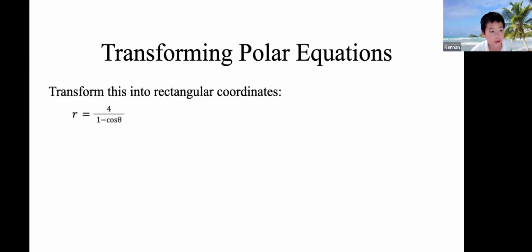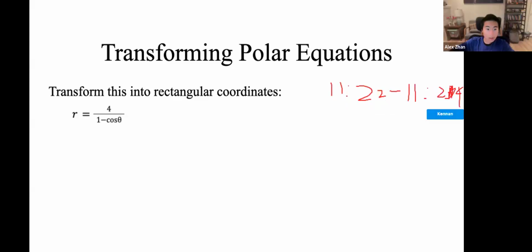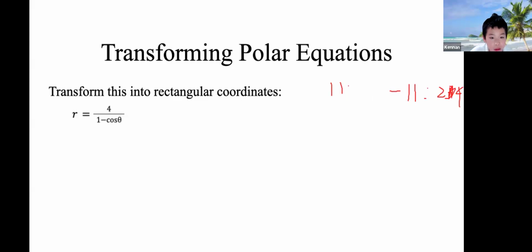But hold on, I'll wait for people to solve this one. Okay, I think we should probably just start going over how to do this one then. I don't think I got any responses. Okay, but anyways, let's see this problem.